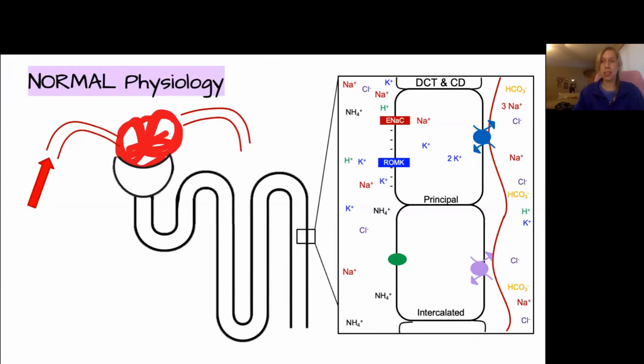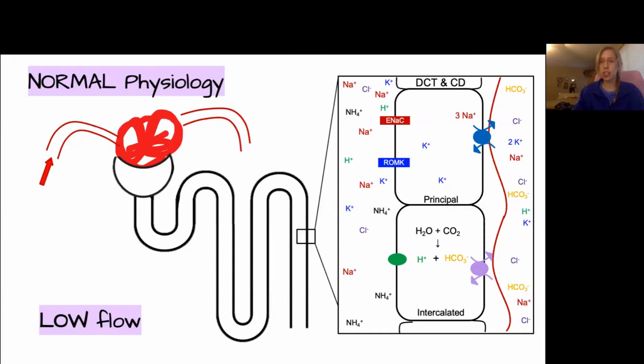We can go through that one again as well. In the intercalated cell, we have the reaction we're familiar with catalyzed by carbonic anhydrase. The bicarbonate is going to be pumped into the blood in exchange for chloride, and the hydrogen ion is going to be pumped into the lumen by an ATP pump using ATP.